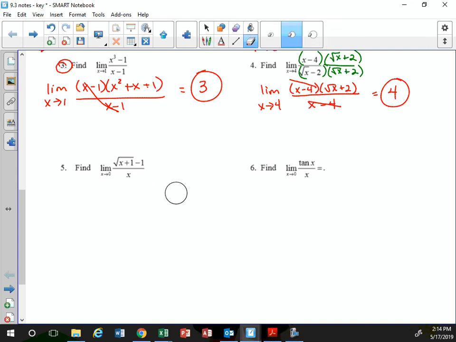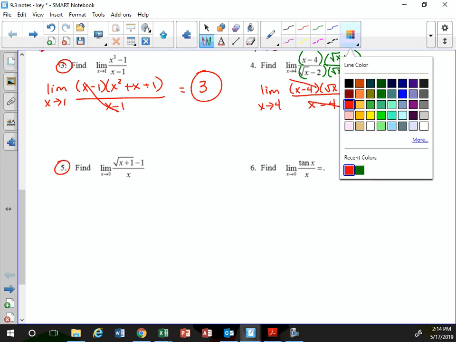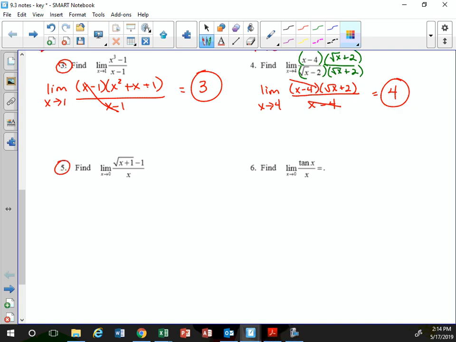The answer is 4, because square root of 4 is 2, 2 plus 2 is 4. Okay, I want you guys to try 5. It's the same idea. But do you guys see how the numerator's where the square root is? Still are going to do the same approach. Do you need help with starting it?